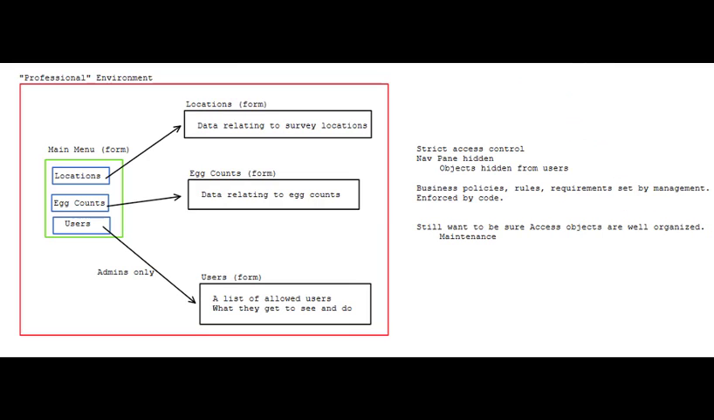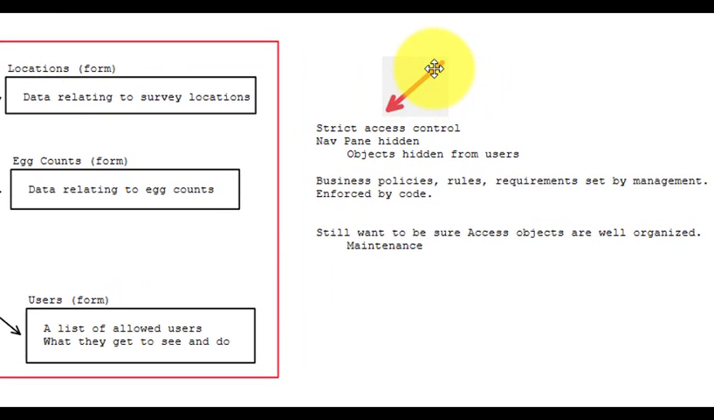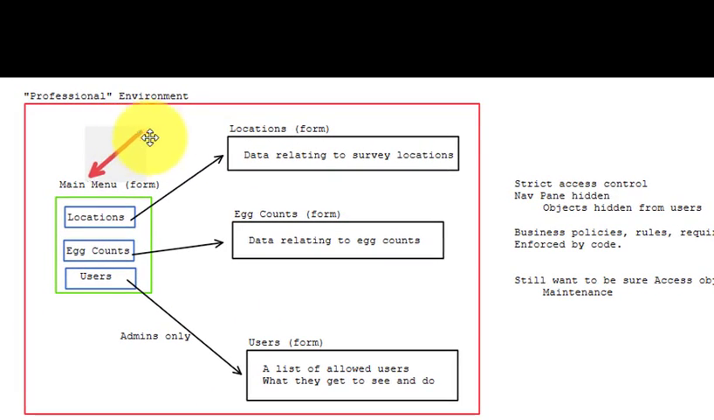There are several types of Access databases, but they fall into two main categories: a professional Access database and a user database. In a professional environment, you would not see the navigation pane at all. You have very strict access control. The navigation pane is hidden because you don't want your users to see the internal objects that are within the database. Access to items in the database come from a main menu, which is a form.